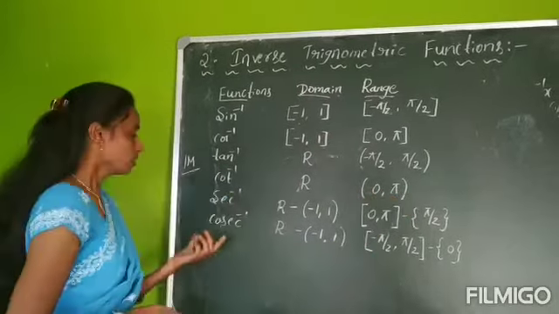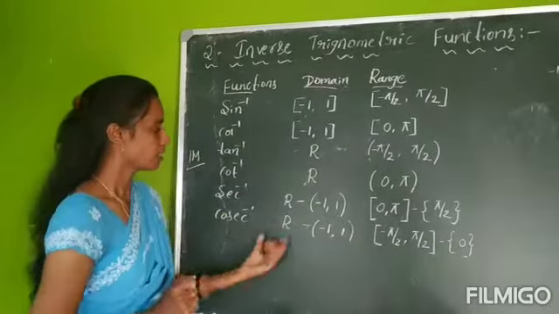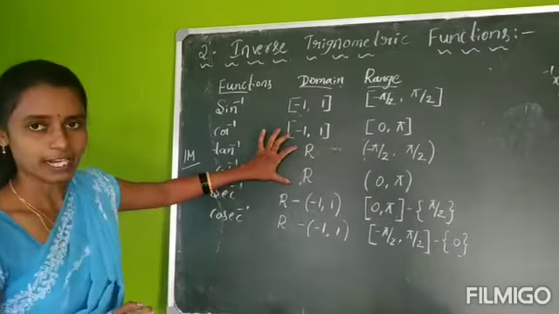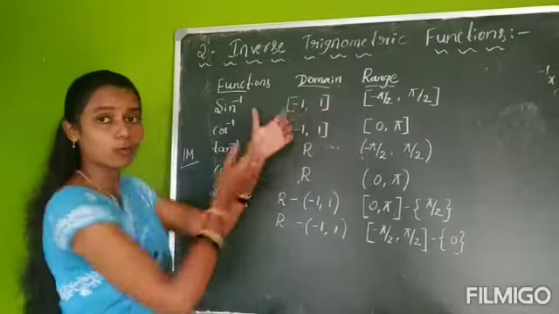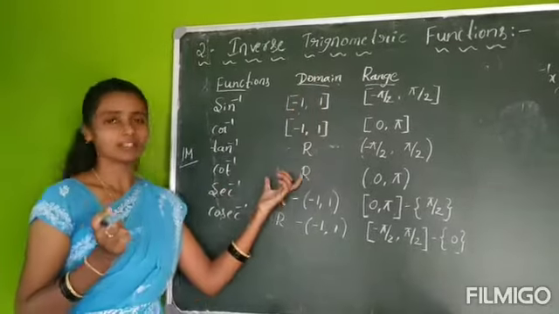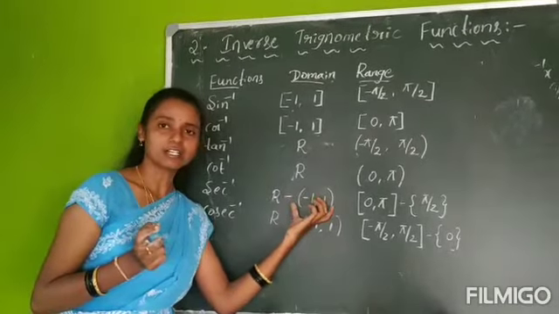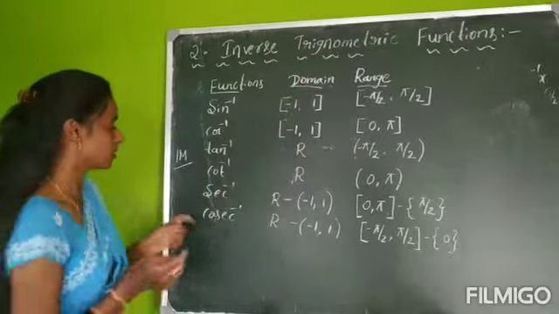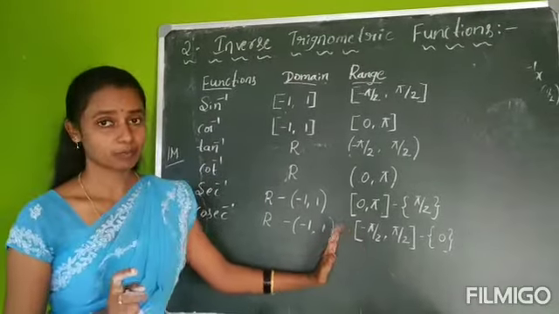Is it clear? So remaining these two, secant inverse and cosecant inverse, and for these two the domain is, you need to subtract the open interval -1 to 1 from the real numbers. So from the real numbers you need to subtract this interval, then the remaining you can consider as the domain for the secant and cosecant.